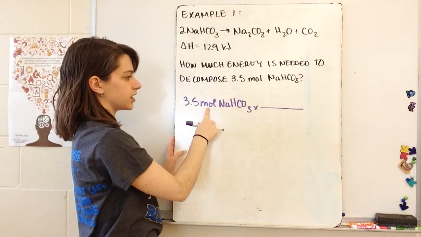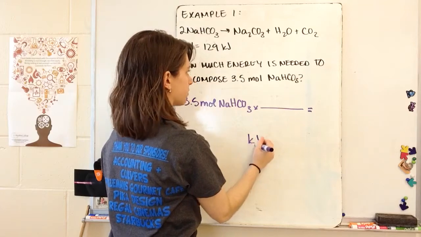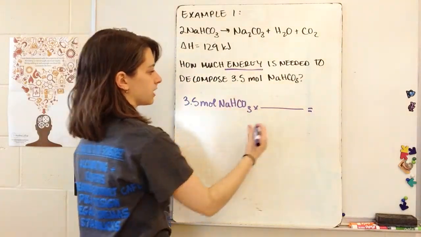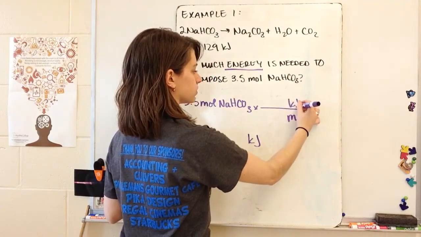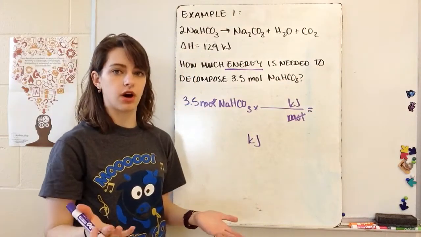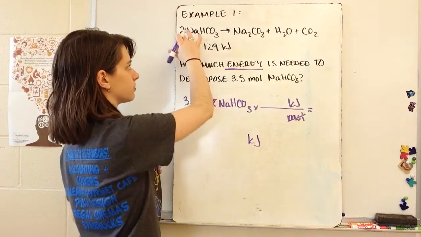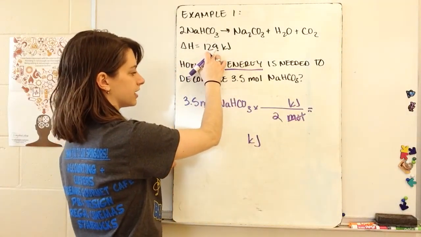So since I need to get rid of my moles unit and I want to end with energy, I want to end with kilojoules because my question asks how much energy is needed. I'm going to put moles on the bottom to make those units cancel, and I'm going to put kilojoules on top. So my moles will cancel. Now the question is, what numbers do I put in? Well, this information up here says that for every 2 moles, we need 129 kilojoules of energy.